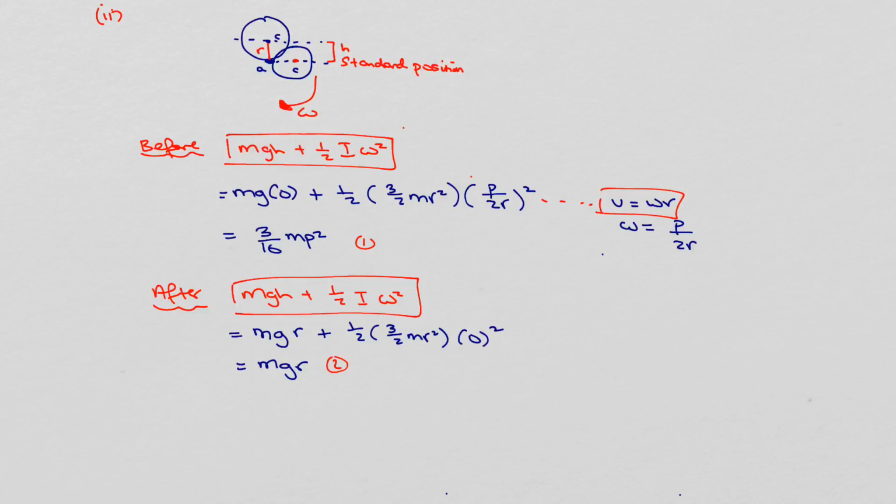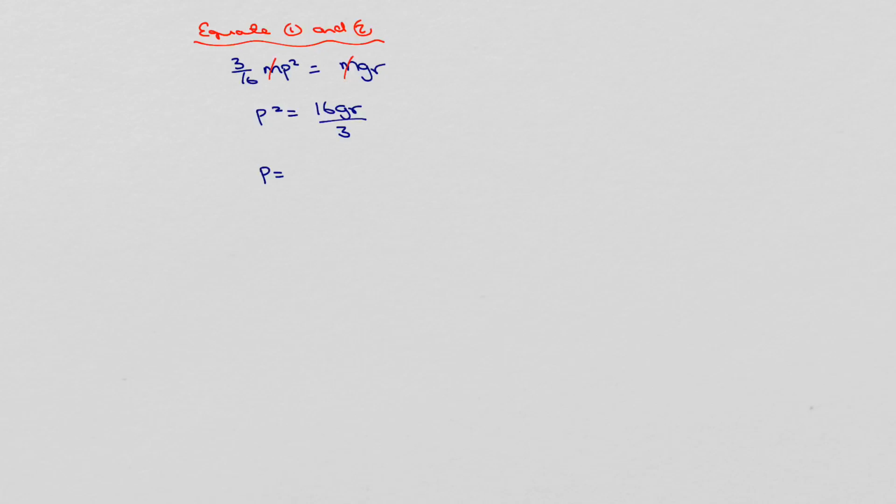So we were getting another set of 5 marks for our 2 equations this time. Again, we want to equate 1 and 2. When we equate 1 and 2, we have 3 over 16 mp squared is equal to mgr. So our masses are going to divide there. If I want to get p squared on its own, I multiply across and I get 16gr over 3. Then get the square root of both sides, and that gives me the square root of 16gr all over 3. So that is our value for p.